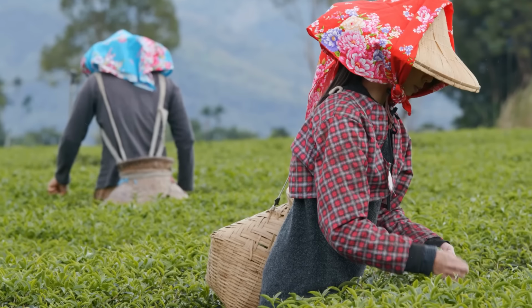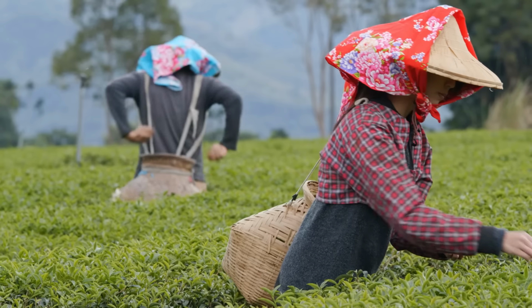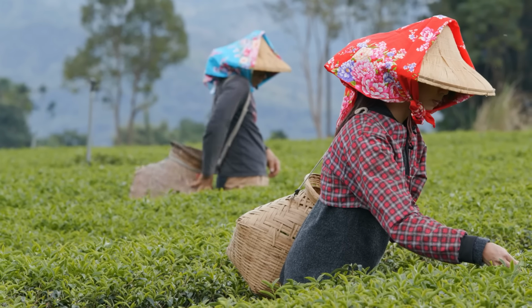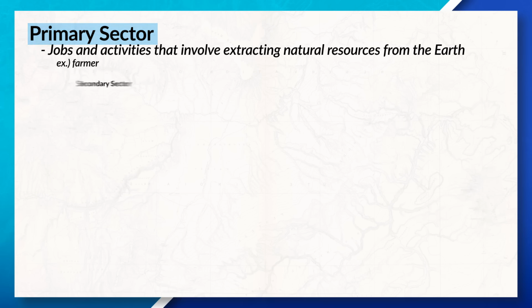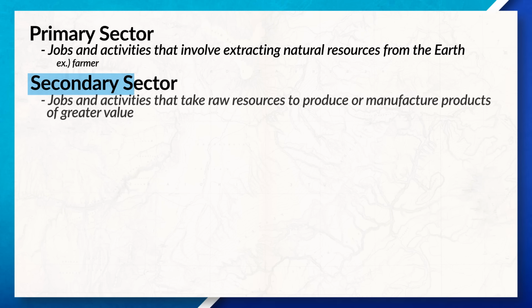Notice that these occupations just involve the extraction of natural resources. They are not processing the resources. Once the resources are extracted, they will often be processed and changed into another good. Jobs that are involved in the processing and manufacturing of goods are part of the secondary sector of the economy.